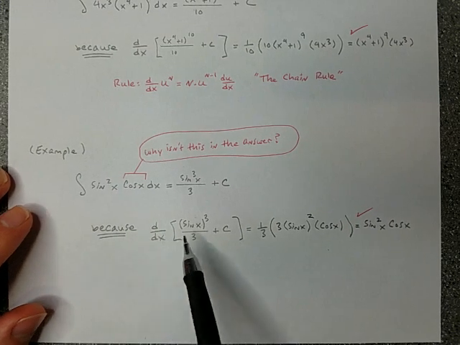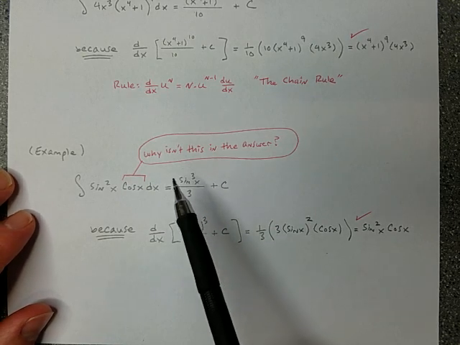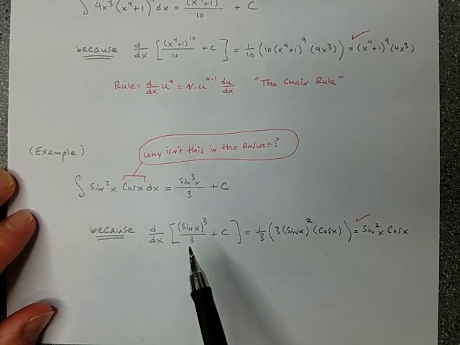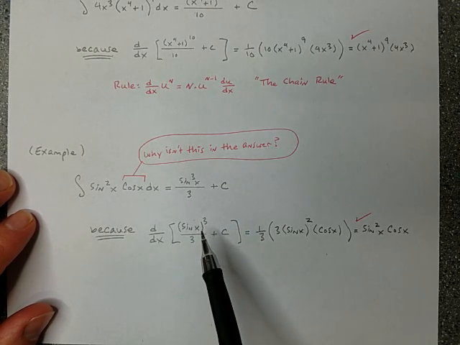Well, let's check it and see. What makes this answer correct? If you were to take the derivative of this, you should get that. So let's do that. What's the derivative with respect to x of sine third power x over 3?